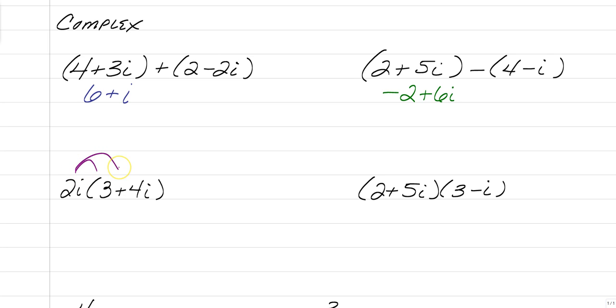So to distribute a 2i inside, we're going to have 2i times 3 is 6i, plus 2i times 4i is 8i squared. And that's the part you need to remember, that i squared is always a negative 1. So that technically becomes 6i minus 8. So again, make sure we always write our answers in standard form, where your real number comes first and your imaginary comes second. Okay, but that's the trick right there. You have to remember that i squared is equal to a negative 1, just like we talked about earlier.